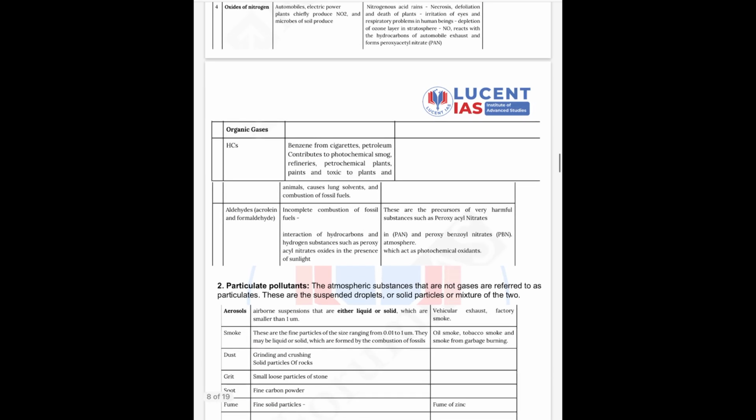Clear? Then organic gases like hydrocarbons, for example benzene from cigarettes, petroleum, etc. They contribute to photochemical smog, refineries, petrochemical plants, etc. Then aldehydes are released mainly from incomplete combustion of fossil fuels. They are the precursors of very harmful substances such as peroxyl nitrate. Clear?